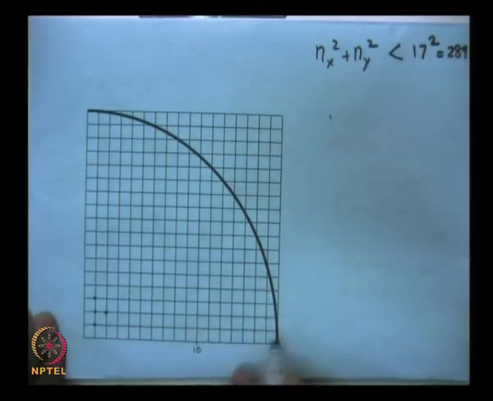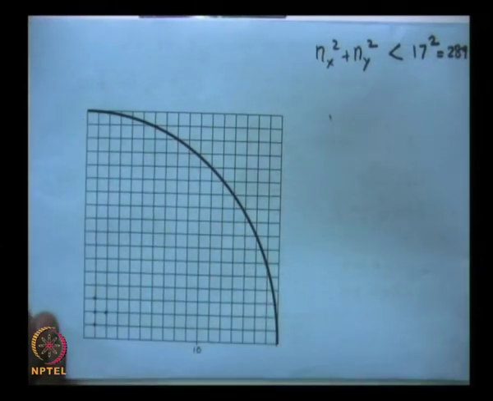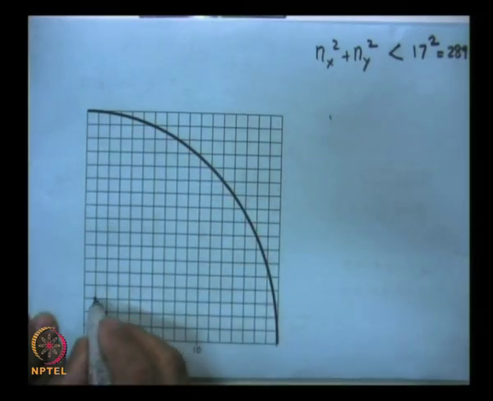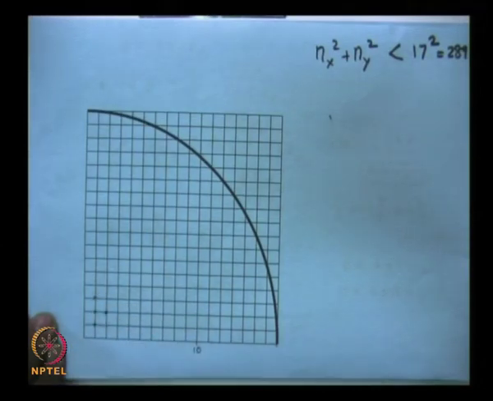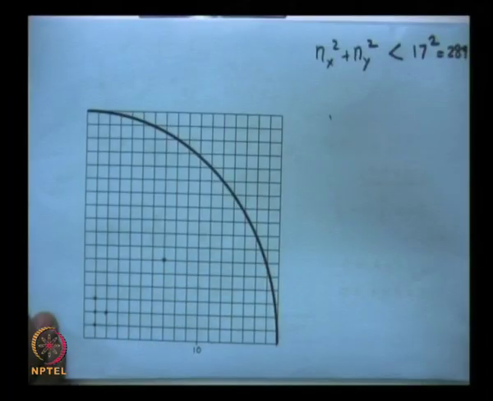So, on this graph paper I draw the quadrant of a circle, because nx and ny take only positive integers, and each point on this graph paper is associated with a particular set of values nx and ny. For example, here this is 5 comma 5 or 6 comma 5, this is 7 comma 8 or something like that.